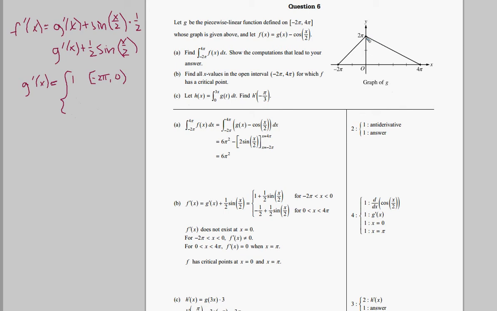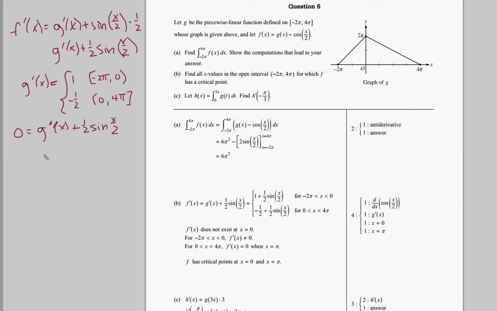And then also my slope here, if we look at this point, my rise and run is 2 and 4. So that would be a slope of negative 1/2, and that would be over 0 to 4 pi. Okay? So I have two different pieces that I need to set this equal to, because I'm trying to find where my derivative of f is equal to 0. So I have 0 is equal to g prime of x plus 1/2 times the sine of x over 2. So g prime of x is 1 in the first piece, and it's negative 1/2 in the second piece.